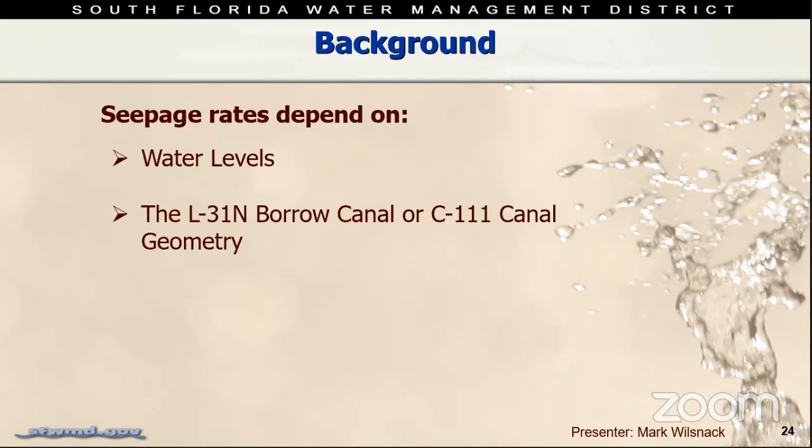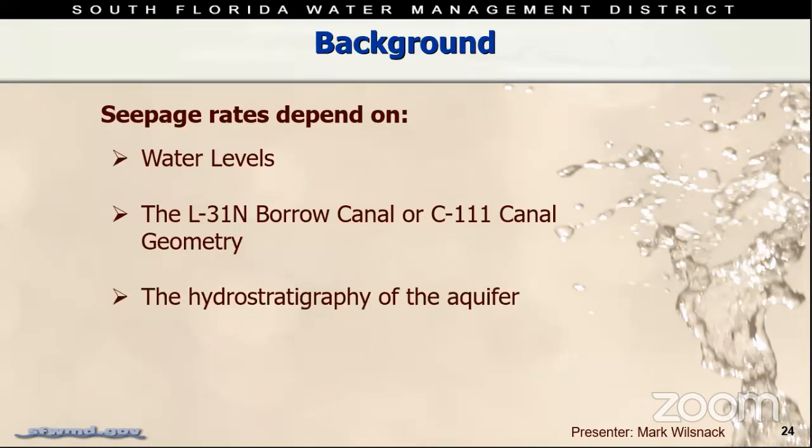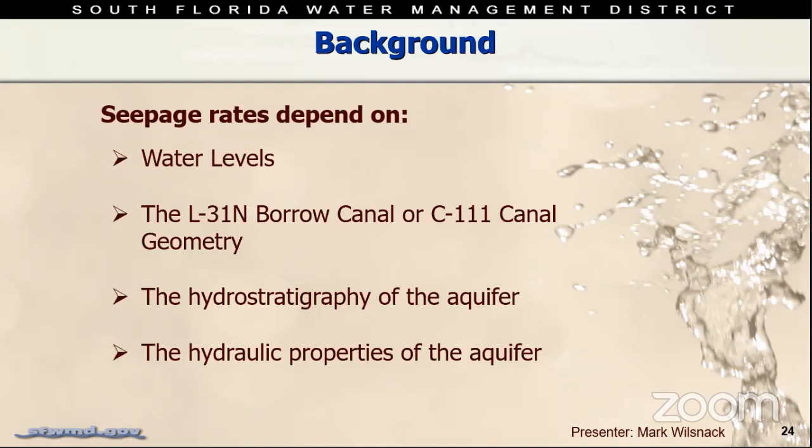Again, the L31 Borrow Canal's geometry, its size and depth, and how that fits into the groundwater flow system. And third, the stratigraphic properties of the aquifer, that is how many transmissive zones there are, how many restrictive zones there are, and how these control groundwater flow are all something that we need to understand better. And again, not only the aquifer stratigraphy, but the properties of each zone, that is how transmissive they are for groundwater, how groundwater moves through those zones. We're going to try to get a better understanding of those before we try to control it. Next slide, please.